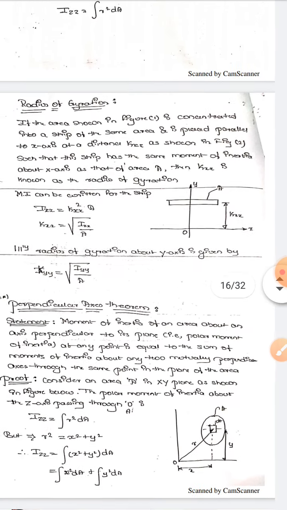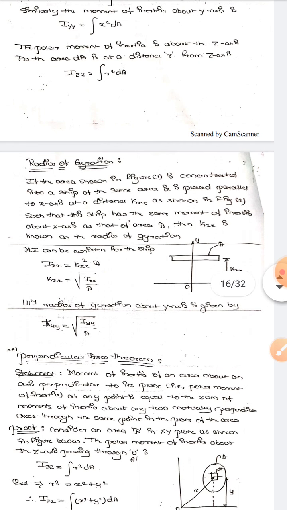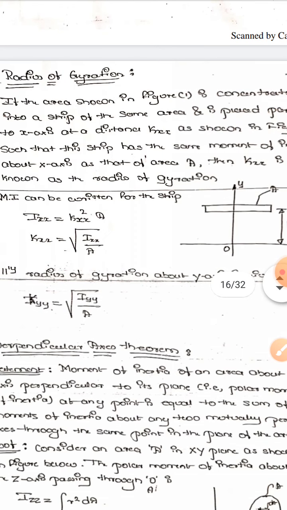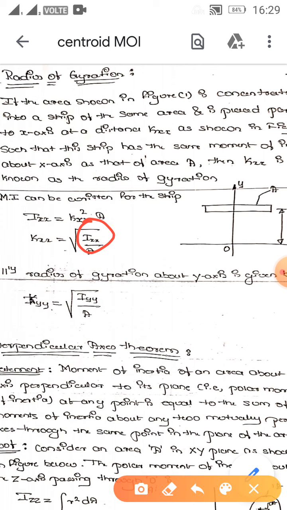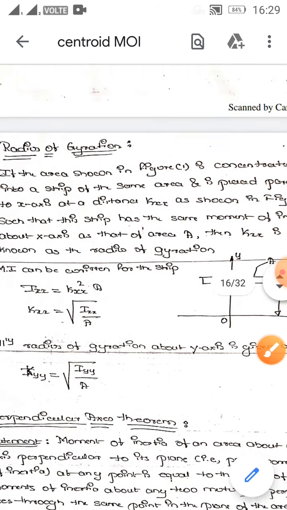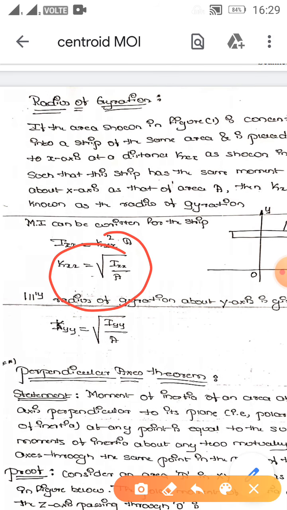With that, we'll go into the next segment, that is radius of gyration. Radius of gyration has many more applications. Just remember one thing: from the examination point of view, if they ask you to calculate the radius of gyration for the section shown in the figure, you are supposed to first write the equation for the radius of gyration. It is kxx, if you want to calculate along the horizontal xx direction, which is the square root of Ixx divided by area.